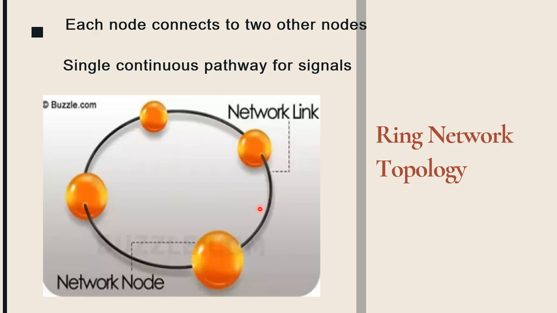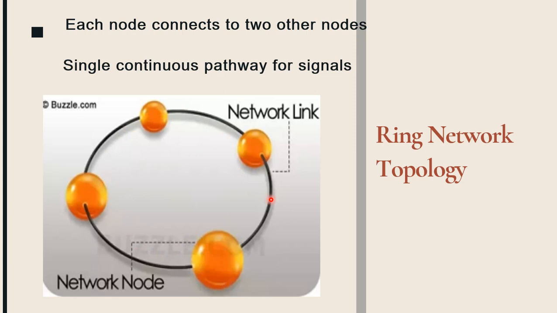Therefore, the failure of any node may result in the failure of the whole ring network. Any disturbance in the flow of the networking system means, since there is a continuous pathway for the signals, any disturbance in this continuous pathway will disturb all the network connectivity of the system. All the devices will get disconnected if some network disturbance occurs in this type of ring network topology.